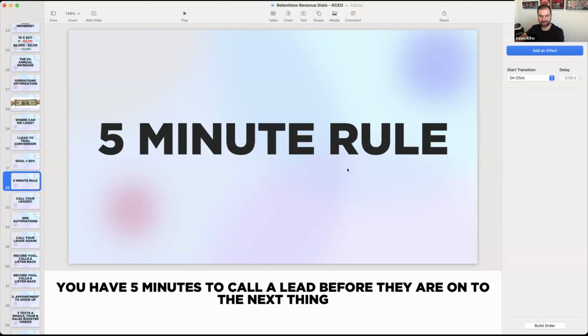5-minute rule. We talked about this a lot. You have 5 minutes to win it. If you're not calling them in the first 5 minutes, you're most likely wasting the money you spent on gathering that lead. What if they come in at 2 in the morning? That's the only time the 5-minute rule doesn't take place, right? But anytime during normal operating hours or just daytime hours, you need to call them within 5 minutes.